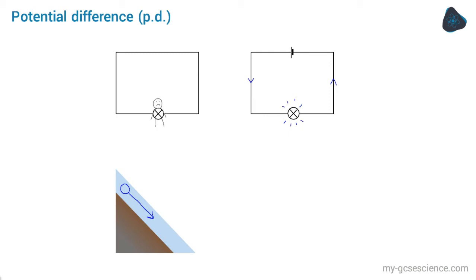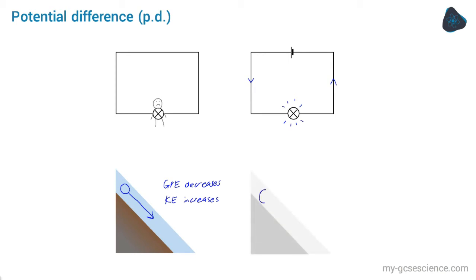When a water particle is at the top of the river, it has a maximum amount of gravitational potential energy. As it moves downhill, its GPE decreases and its kinetic energy increases. In other words, the change in its potential energy between the top and bottom, or its potential difference, is what caused its kinetic energy to increase.